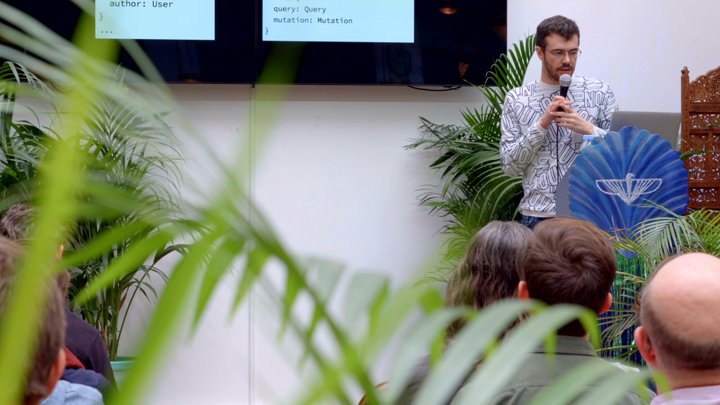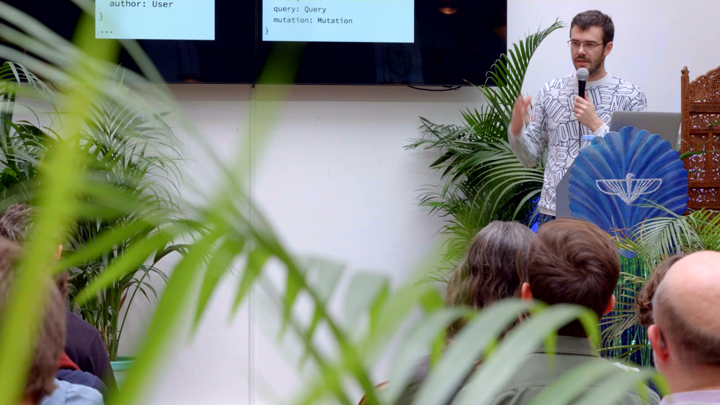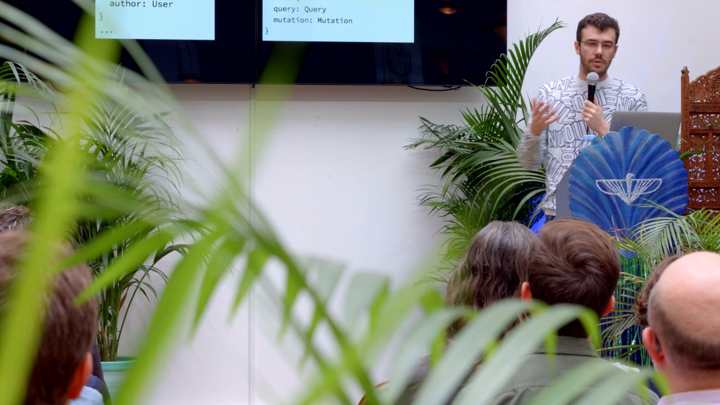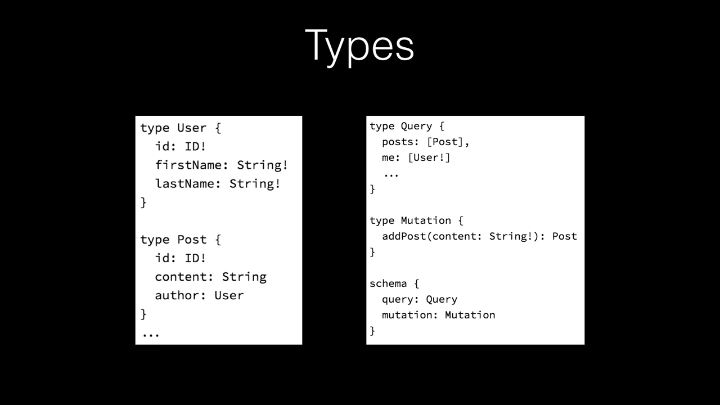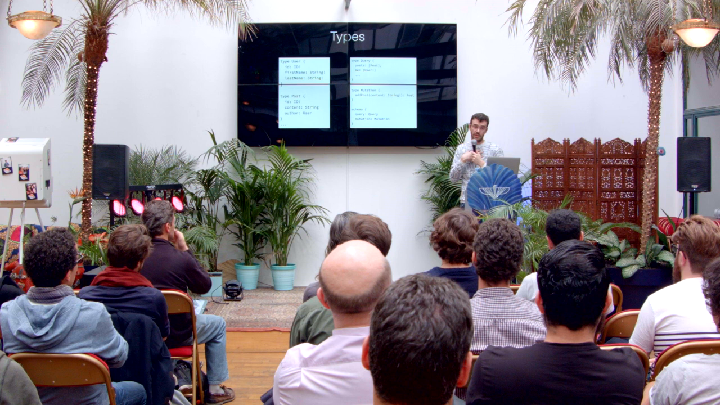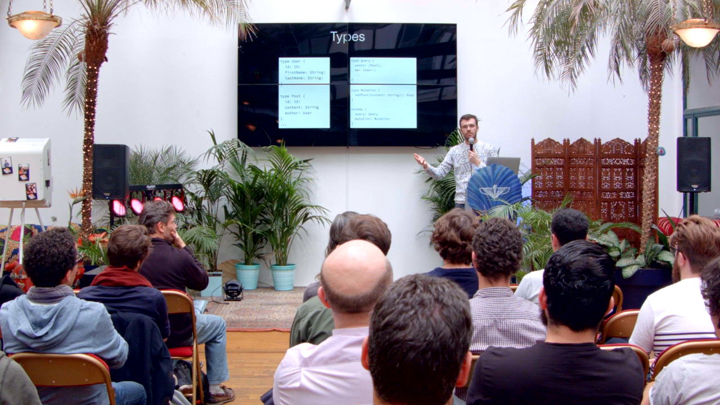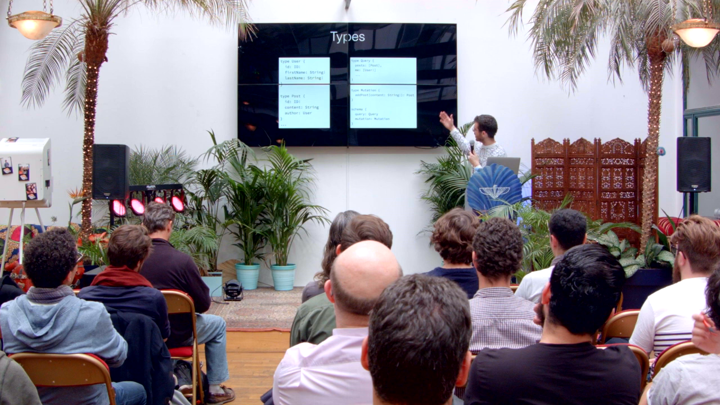All these queries I executed according to a schema that you define on your server. On all the queries that I have shown so far, the schema is pretty simple. I have a type user, which has an ID and a first name, and a type post, which has an ID, a content, and an author, which is a user. And then I have my two root types: query, which exposes a list of posts, and me, which exposes myself, and a type mutation, which allows me to add new posts. And my schema is defined from these two root types, query and mutation.